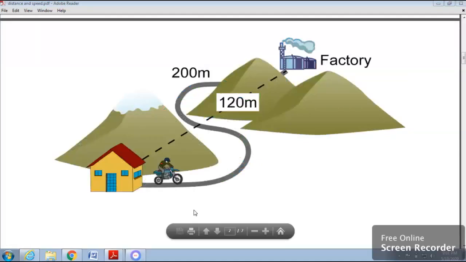So this is again an example of distance and displacement. This 200 meter is the example of distance, and 120 meter, the shortest distance between this home and the factory, is representing the displacement of the body.